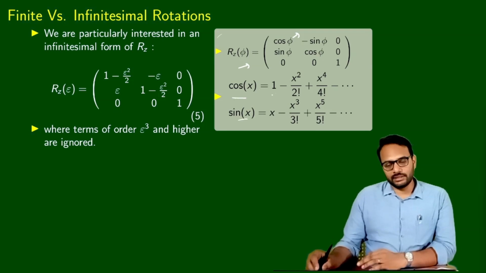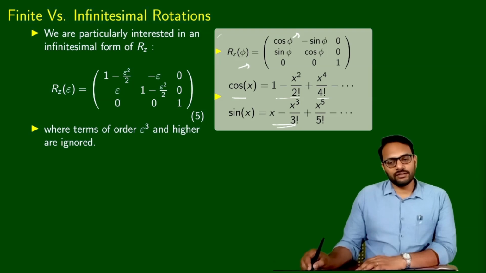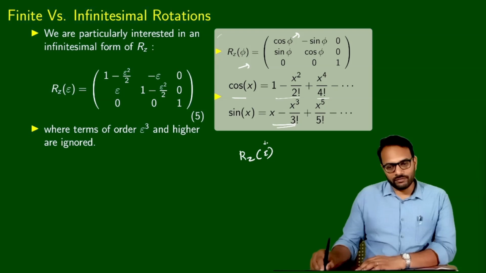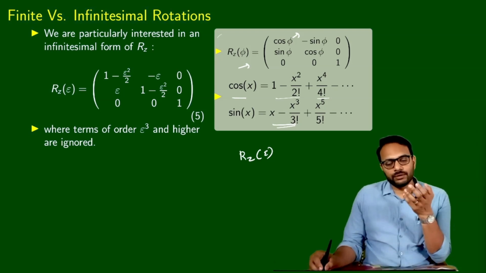So cos x, you can look it up, and cos x can be expanded as 1 minus x squared divided by 2 factorial plus x raised to 4 divided by 4 factorial minus etc. And sin x can be expanded as x minus x cubed by 3 factorial plus x raised to 5 divided by 5 factorial. So we are looking at Rz of epsilon. So instead of phi, we have epsilon, where epsilon is a very small quantity. It's a very small angle.